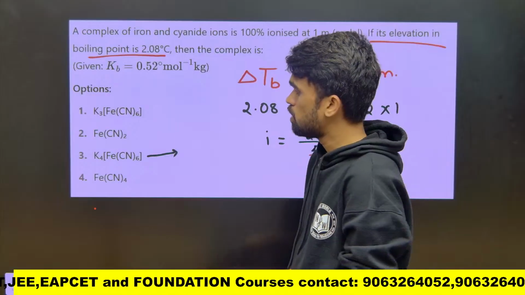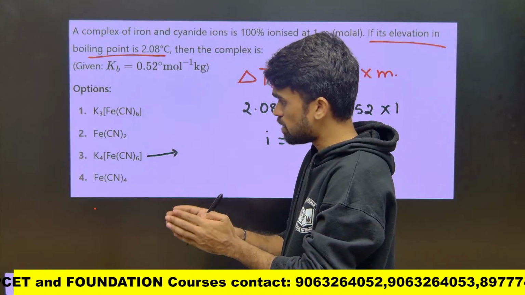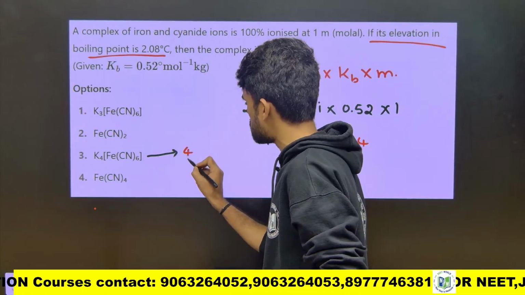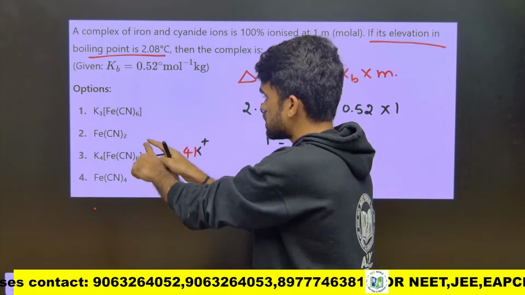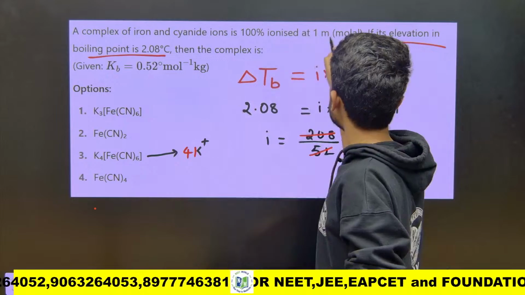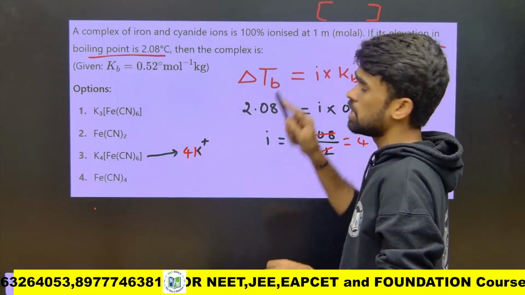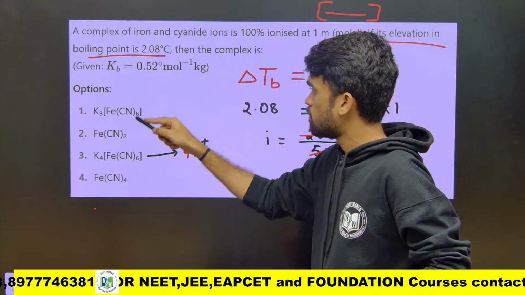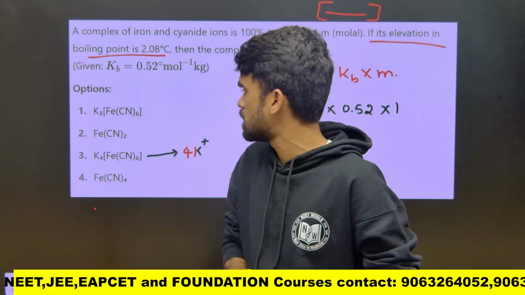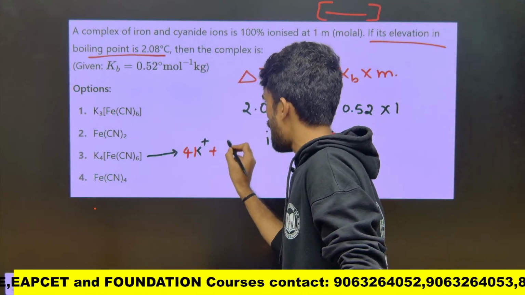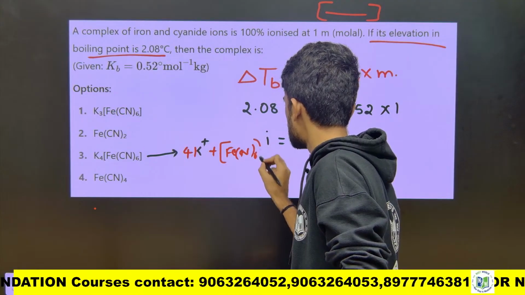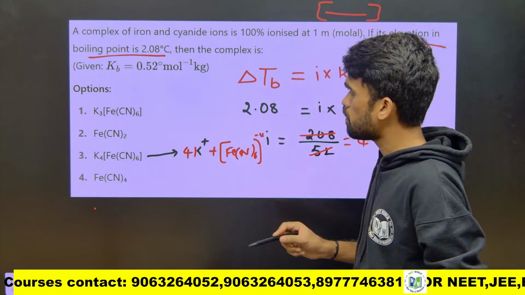So whatever the ions, whatever the particles, here we have 4 potassium ions, so those will become 4K+. Now this square bracket is there, so the complex represented in the square bracket will not lose its identity. Whatever is inside the square bracket will not get dissociated in the aqueous medium. It will remain the same as one ion, like [Fe(CN)6]4-. So how many total ions did we get?